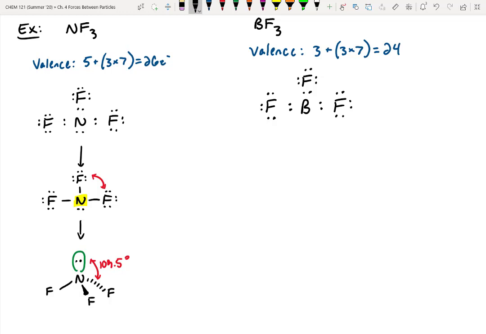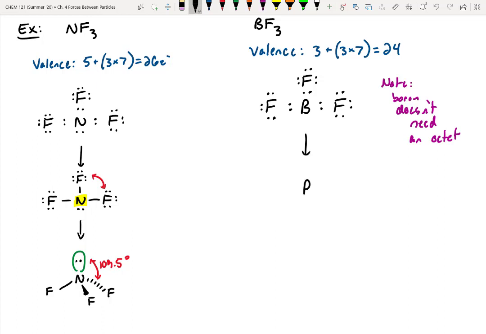All right. And boron is this weird element where boron doesn't need a full octet. So in this case, boron's actually happy without an octet. So I'm just going to make a note here. So note, boron doesn't need an octet. Okay, so let's draw this.